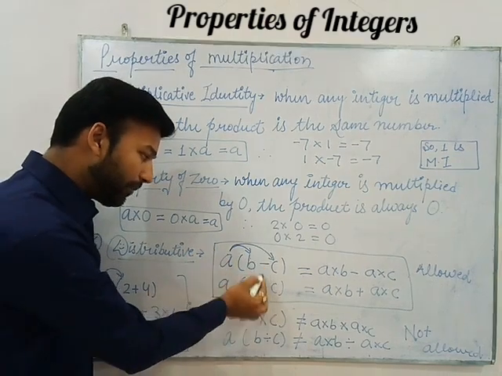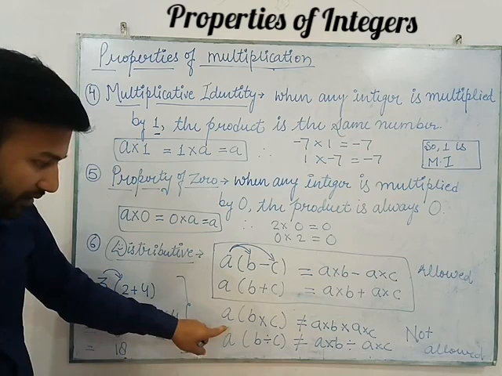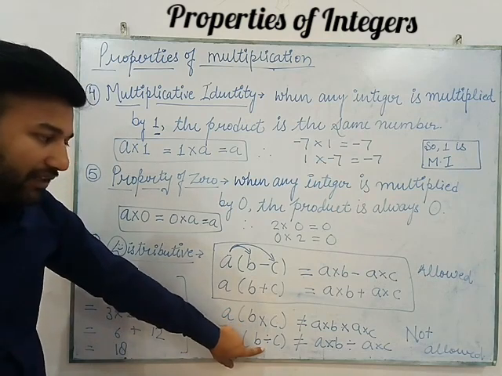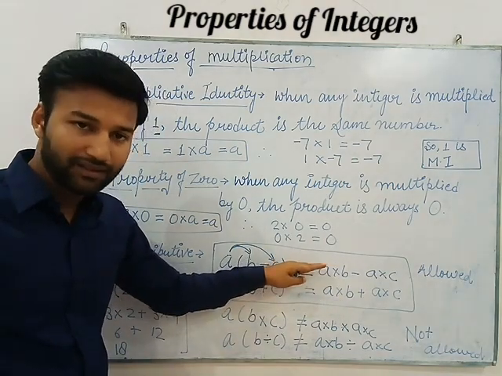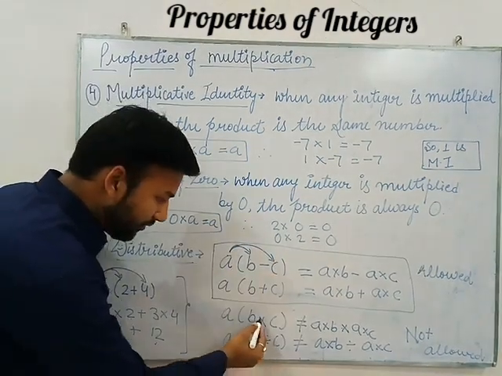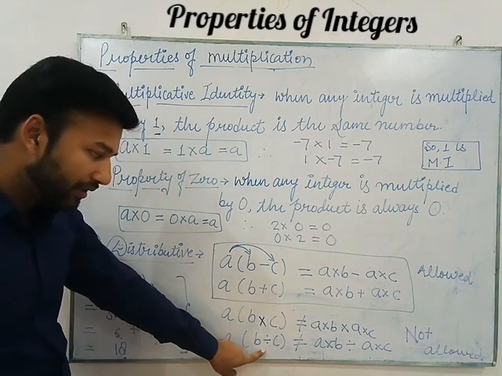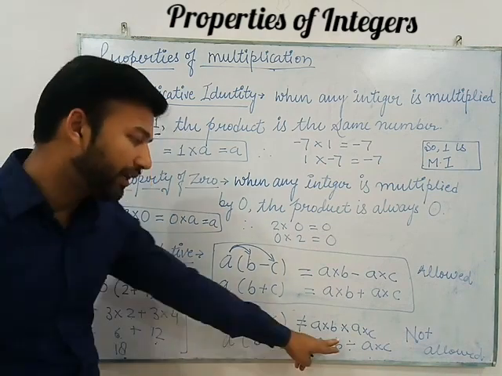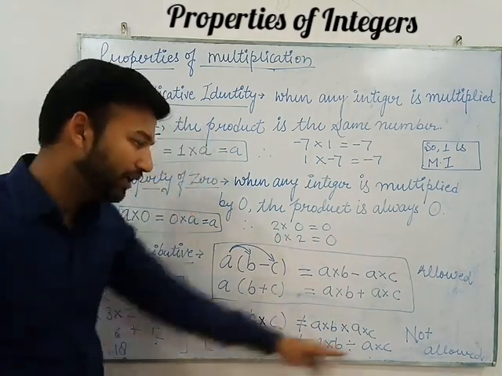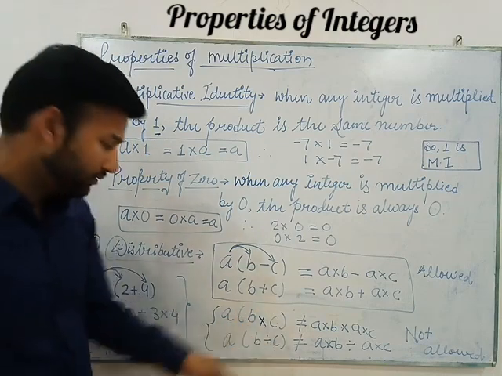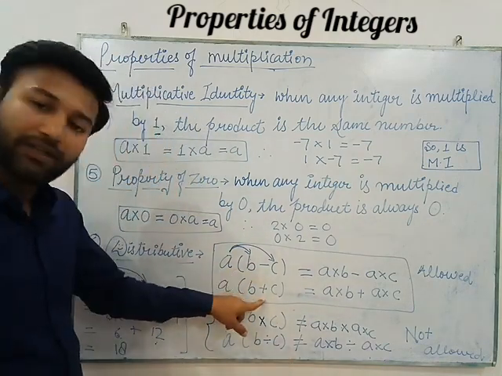Only plus or minus sign is allowed, not multiply or divide sign. Okay. See, if multiply or divide sign is there, then we cannot do just like this. Means if multiplication sign is there and division sign is there, then we cannot open the bracket just like this, means these cases are not allowed. This is wrong, this is wrong, totally wrong. Okay, only minus or plus is allowed.